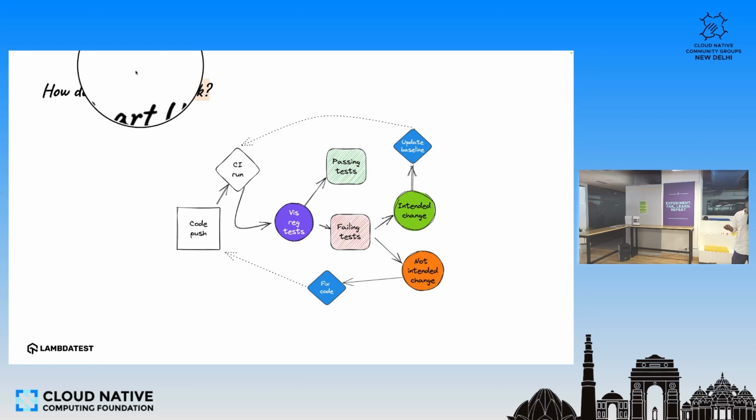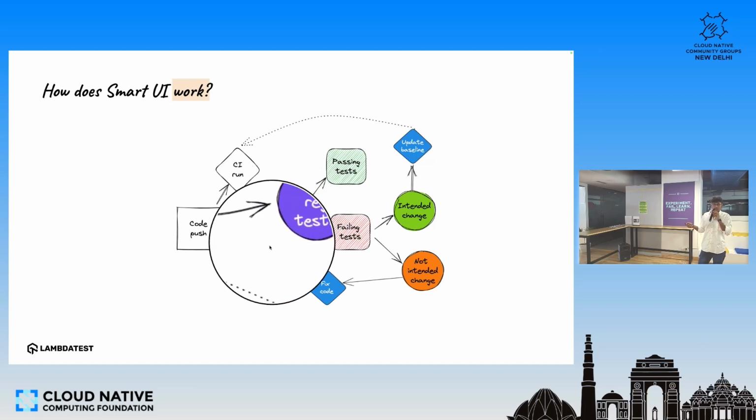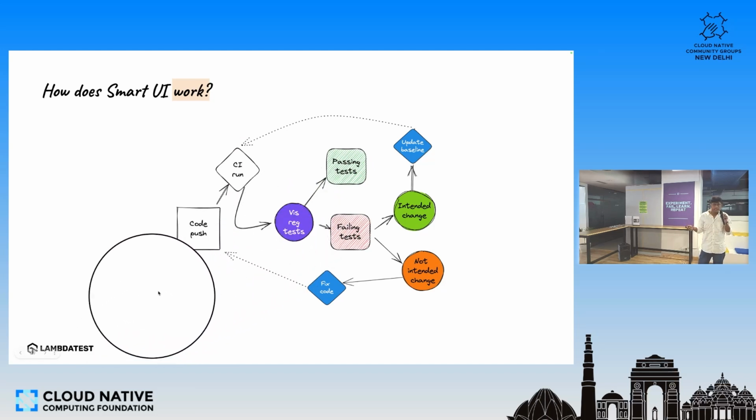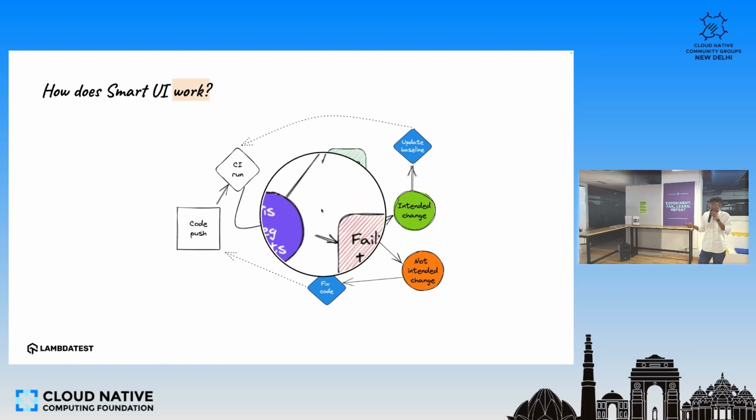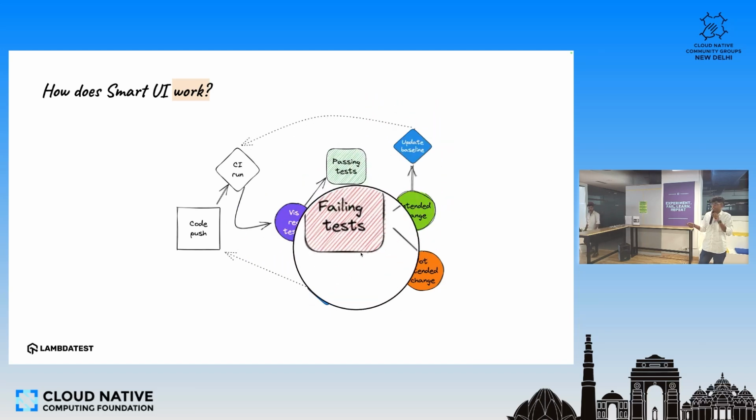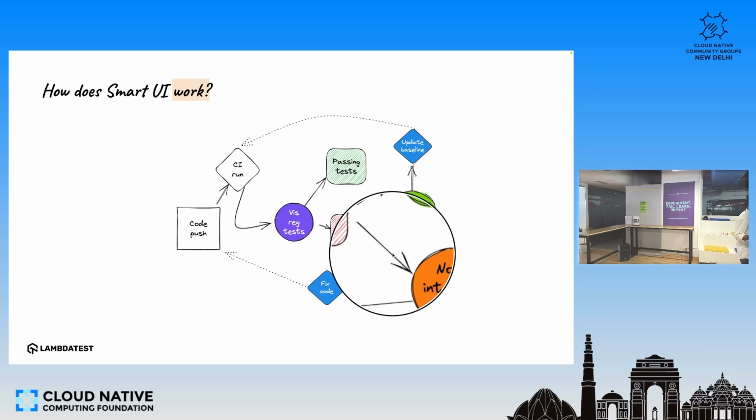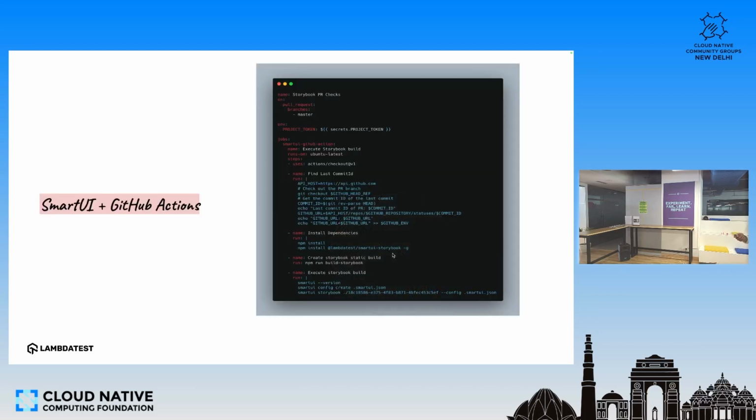How does SmartUI work with CI? When we push the code, your CI will run. The visual integration test checks which you have put in your CI will either pass or fail. If they fail and it is an intended change, we'll update the baseline. If it is not an intended change, we'll fix the code. It's very, very basic, just like how your normal CI pipeline works.